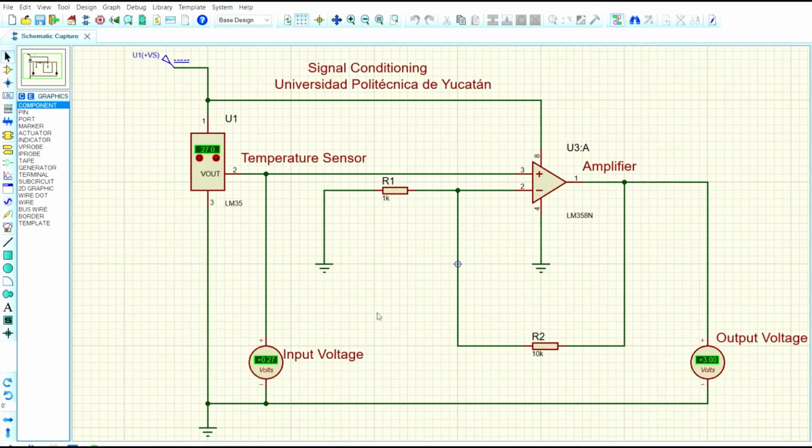Or you can also use a formula with the resistors, where the gain is equal to 1 plus R2 over R1, and that will also give you the gain.